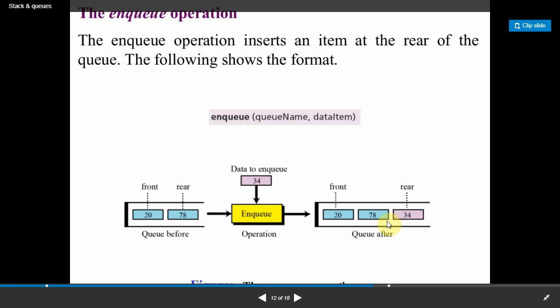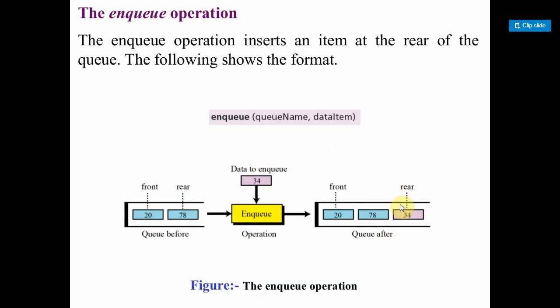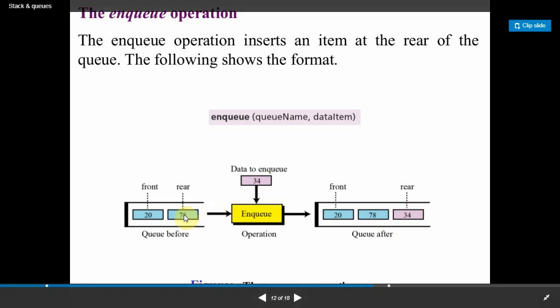Now the new element will be added. After that, you have to change the rear from 78 to 34. As per the definition, a rear element always points to the last inserted element. So here the last inserted element is 78. After inserting 34, the last inserted element is 34. That's why rear should point to 34. It means you have to assign the index of 34 to the variable rear.